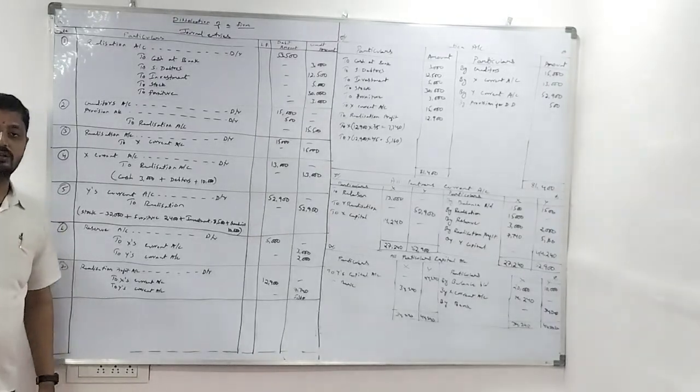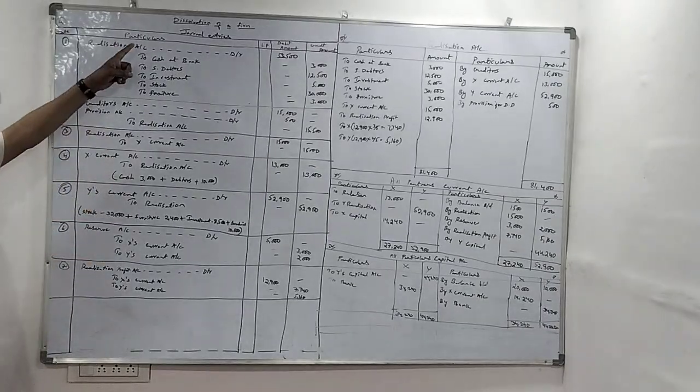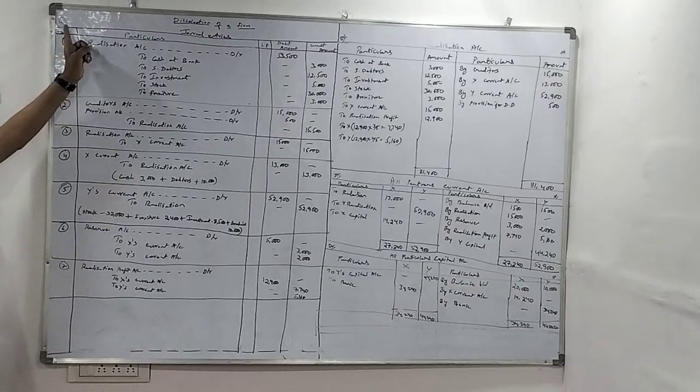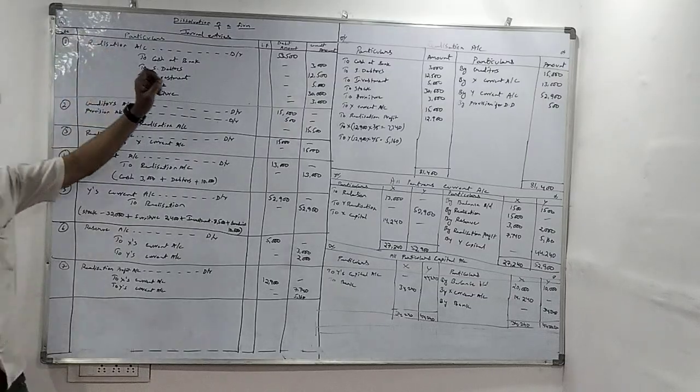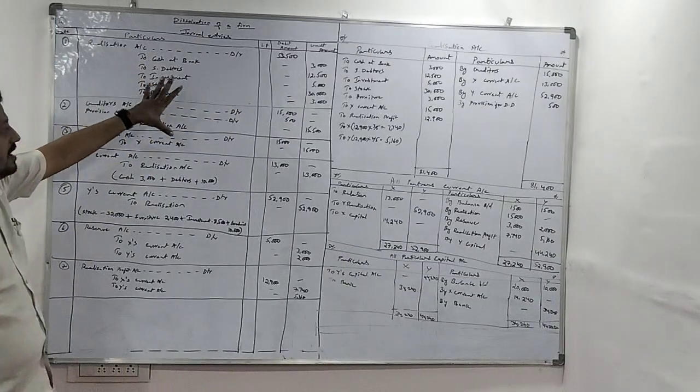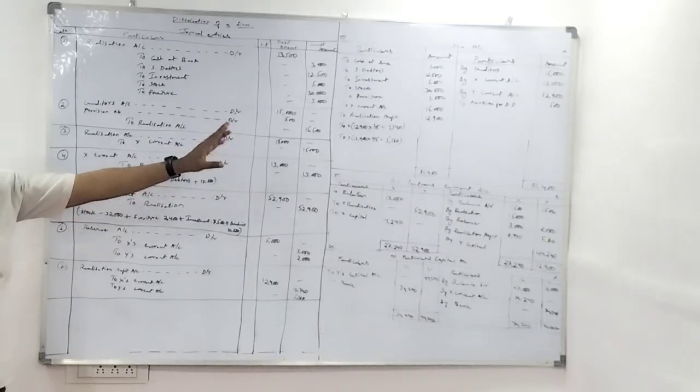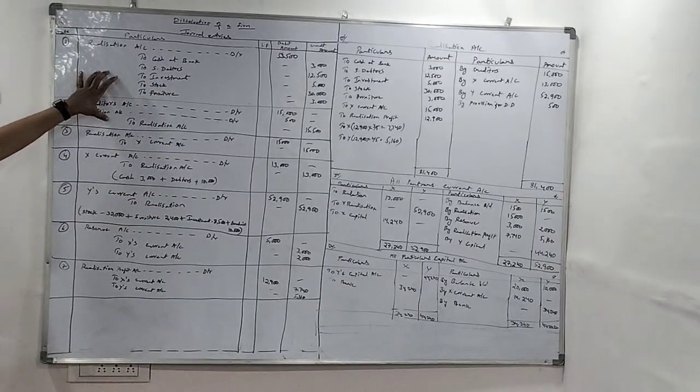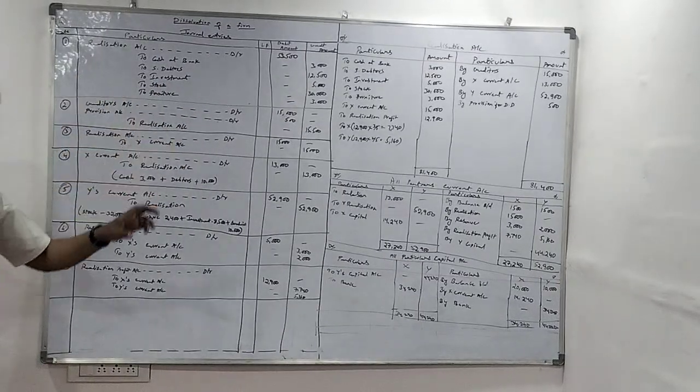Hello students. Today we are going to discuss the dissolution of a firm. Problem number 4. Before entering into the ledger accounts, first we need to prepare the journal entries. What do you know about the journal entries?